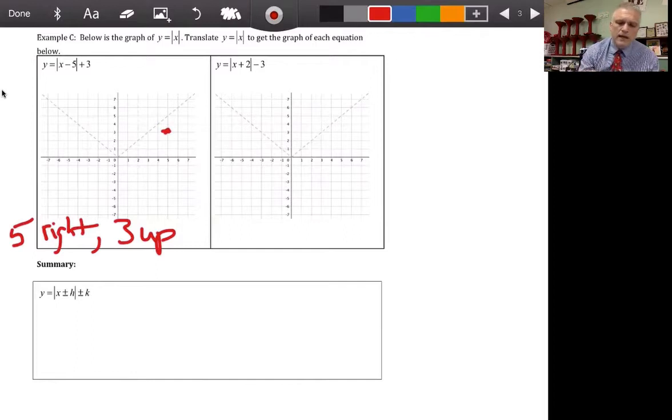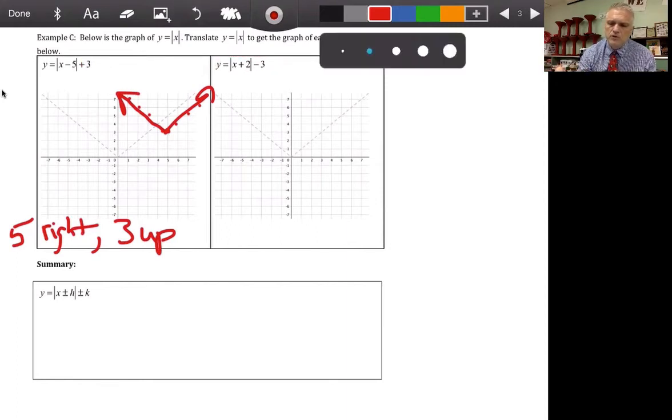Okay, so now I'm going to translate the other points. Okay, so 5 right and 3 up for each point. So I'm just going to go bingo, bingo, bingo. A little closer there. 1, 2, 3, 4. Yep. Good, and then we're going to go this way. Okay, so we went 5 to the right and up 3 based on the 5 to the right and up 3 in the equation.